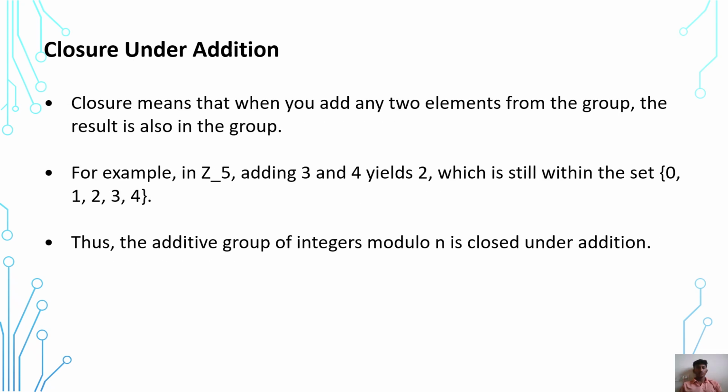Closure under addition. Closure means that when you add any two elements of the group, the result is also in the group. For example, in Z/5, adding 3 and 4 gives 2, which is still within the set. The set is 0, 1, 2, 3, 4. The additive group of integer modulo n is closed under addition.